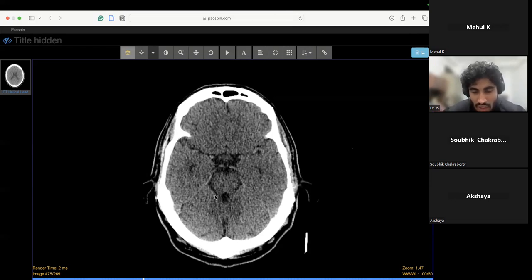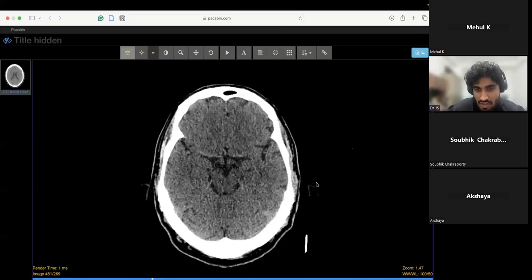Near the tentorium. Okay, so the tentorium has a cerebrum above it and a cerebellum below it. So transtentorial herniation can be ascending, where the cerebellum goes above because of mass effect, or the cerebrum can come down, which is a descending transtentorial herniation. In these cases you can't appreciate these sulci, these spaces. The perimesencephalic spaces will be completely occluded, so that is suggestive of transtentorial herniation.